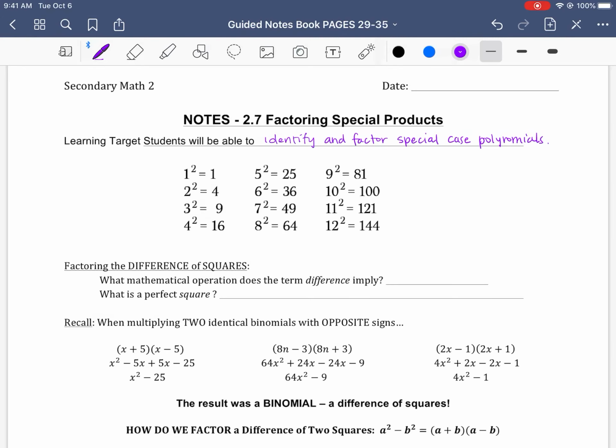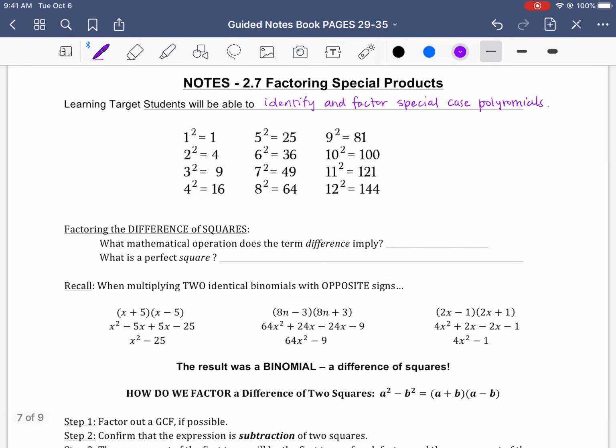So let's talk about the special cases. Special cases are related to perfect squares. So I have a list of perfect squares here just as a reference if you need to look back at this. A perfect square is just a number times itself, or if it's squared, then the number that comes out is called a perfect square. So the number 1 is a perfect square because 1 times 1 is 1. 4 is a perfect square because 2 times 2 is 4. 9 is a perfect square because 3 times 3 is 9. So anytime we take a whole number and multiply it by itself or square it, it creates what we call a perfect square.